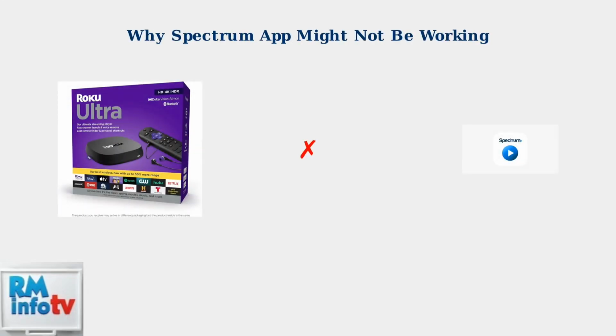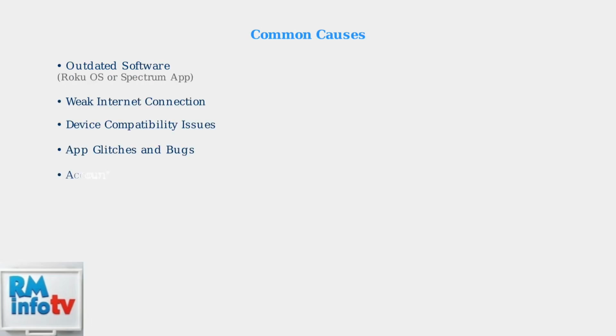When your Spectrum TV app stops working on your Roku device, several common issues could be the culprit. Understanding these causes helps you identify the right solution. The most frequent causes include outdated software on either your Roku device or the Spectrum app itself, unstable internet connections, compatibility issues between your specific Roku model and the app, general software glitches, and problems with your Spectrum account or subscription.